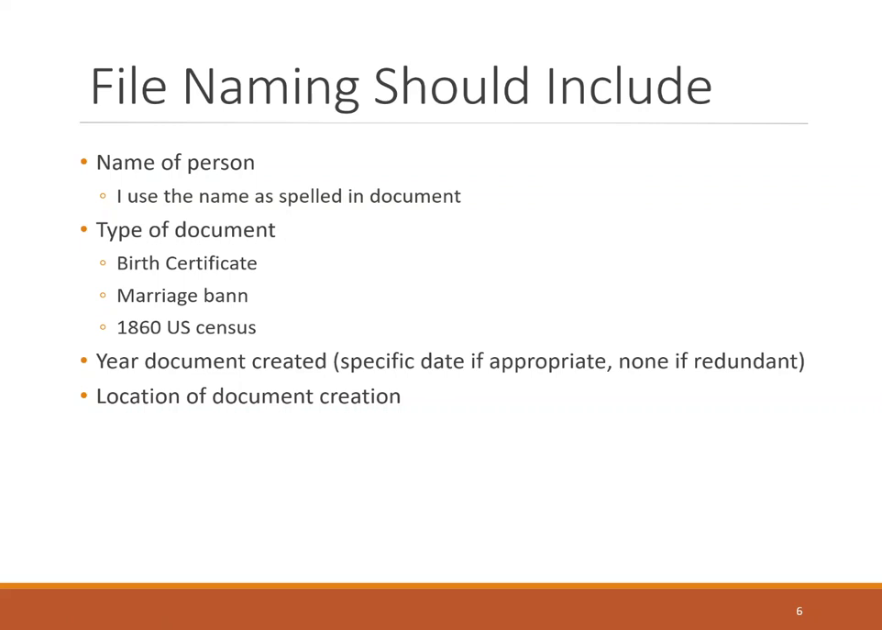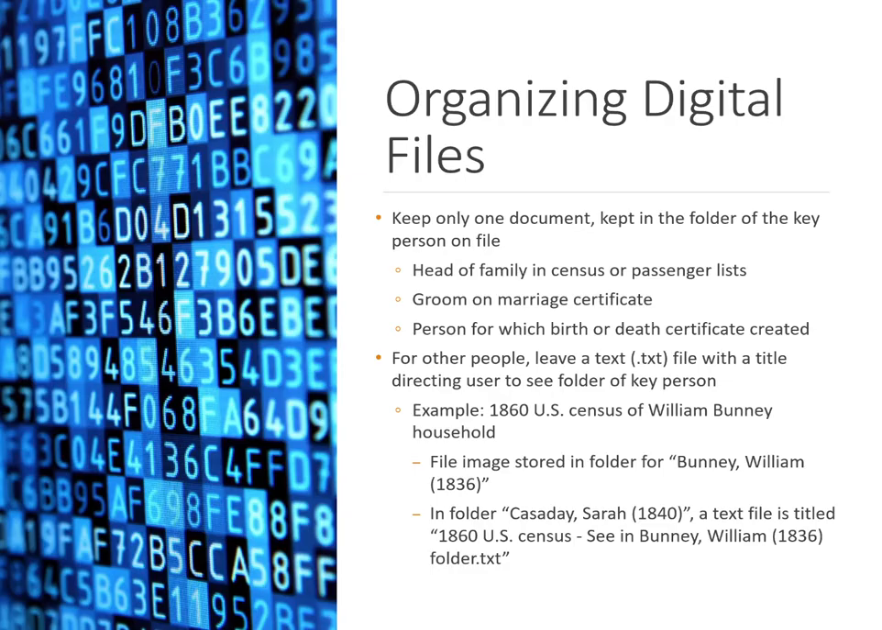I think one other important thing is that I only keep one document for each person, and I keep that in the key person. Like for a census, the head of household. I tend to keep the marriage certificate with the groom, and then keep such as birth or death certificate, especially the birth certificate. I don't keep it with the parents. I keep it with the person that was born, and it's the same with their death certificate.